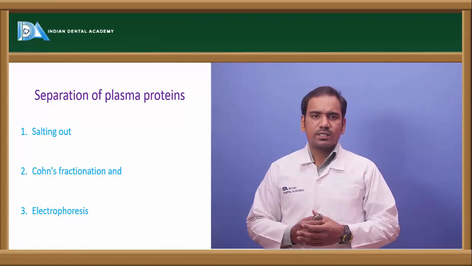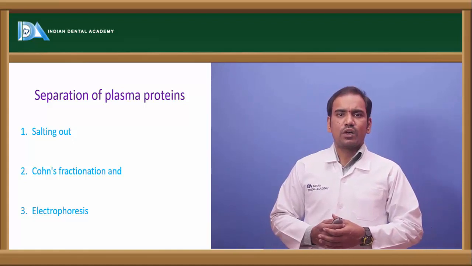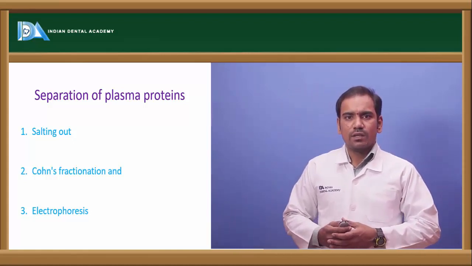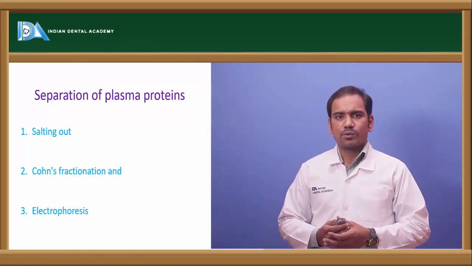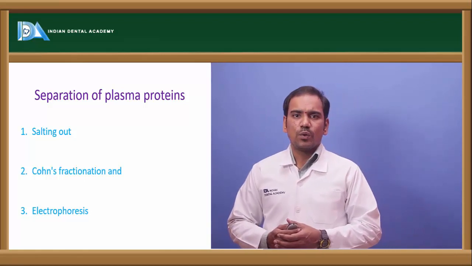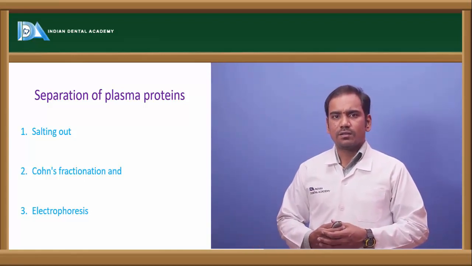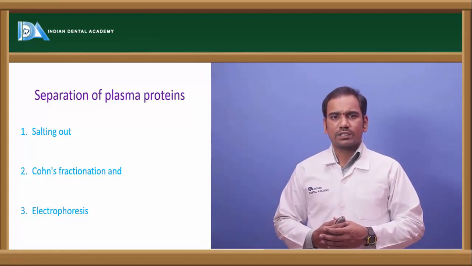And coming to the second method, Cohn's fractionation. In Cohn's fractionation, different concentrations of ethanol are used at various temperatures. Ethanol at various temperatures is used for the separation of plasma proteins, and that method is called Cohn's fractionation. So different fractions of proteins are obtained in this method, fraction 1 to fraction 5.